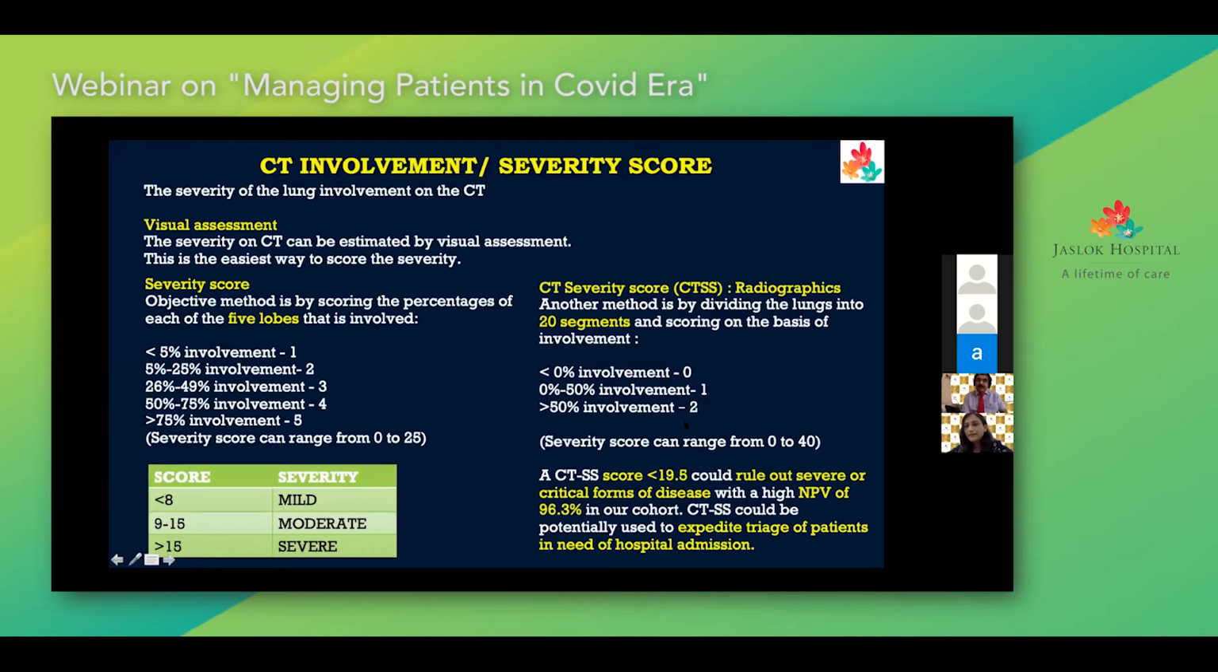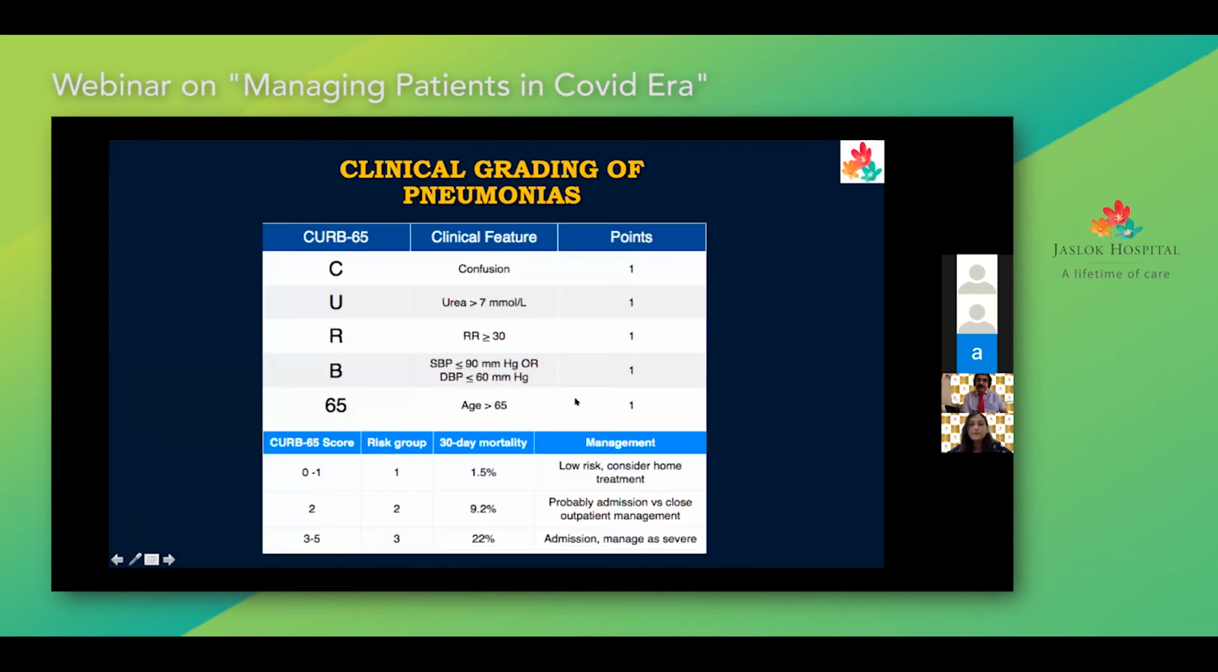Another method, which is mentioned in RadioGraphics, is where we divide the lungs into 20 segments, 10 on each side, and depending on the percentage of involvement, you give a score from 0 to 40. What's important to know is that if the score is less than 19.5, then this helps to rule out severe or critical forms of disease with a very high negative predictive value. And this can expedite triage of patients who actually need hospitalization.